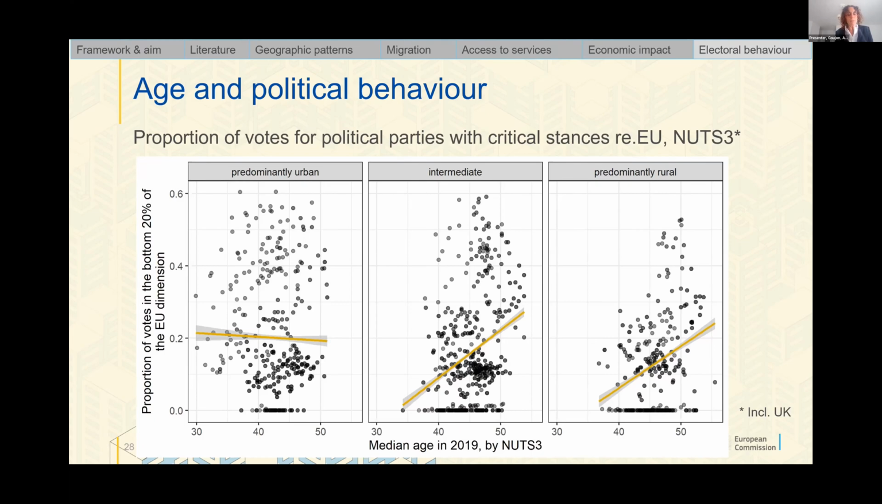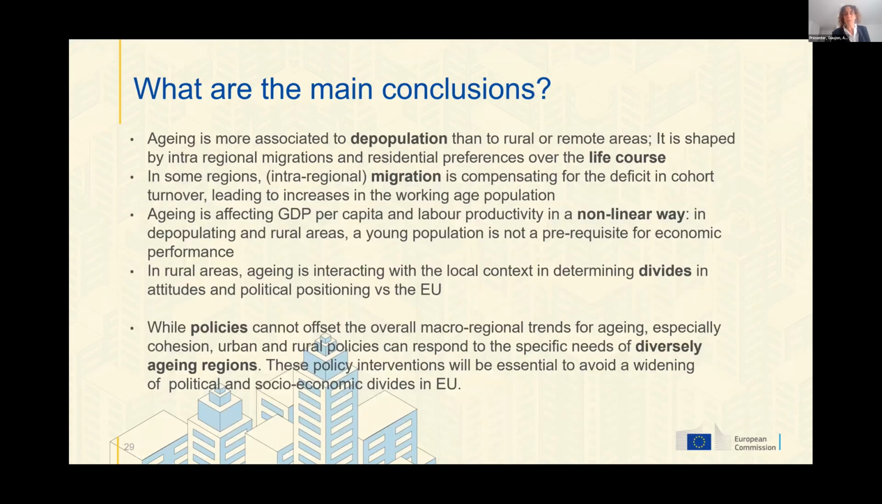In urban areas, the trend is almost flat, so there's no increase in critical view towards the EU when the median age increases. But also here you see that the dots are basically all over the place. So the authors do that for different issues, and one of the main conclusions is that the age divides appear to be very issue dependent.